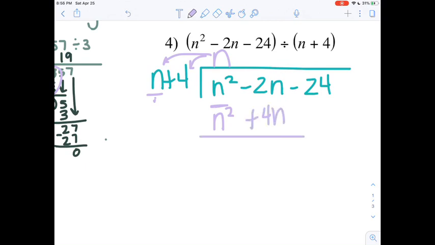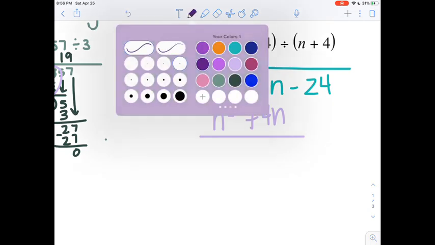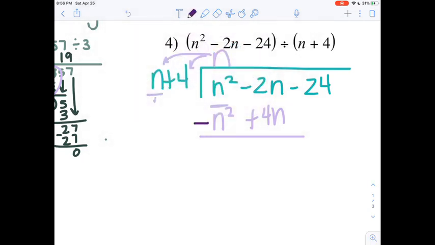Okay, once you get underneath, you then have to subtract. So minus the n squared and minus the 4n. So the n squareds cancel, and I get negative 6n, and then I'm going to drop down the negative 24.